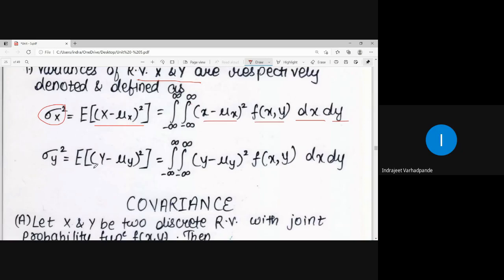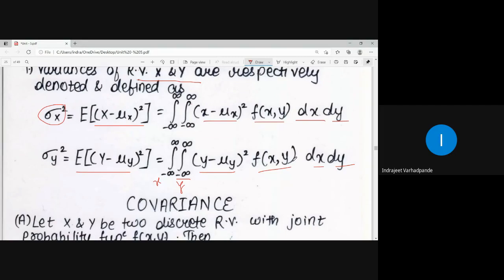Sigma y square will be expectation of y minus mu y whole square. But how to calculate expectation of this in case of continuous random variable? Integral minus infinity to infinity, integral minus infinity to infinity, one is the limit for x, another is the limit for y, y minus mu y whole square f of xy dx dy. So this is how the case is for calculation of variance for continuous random variable.